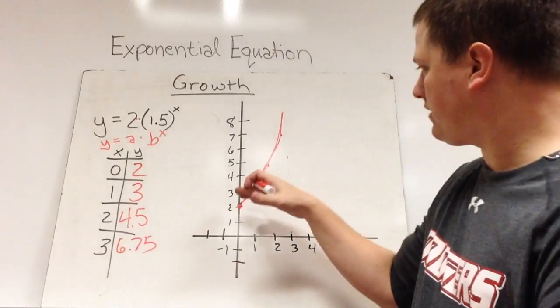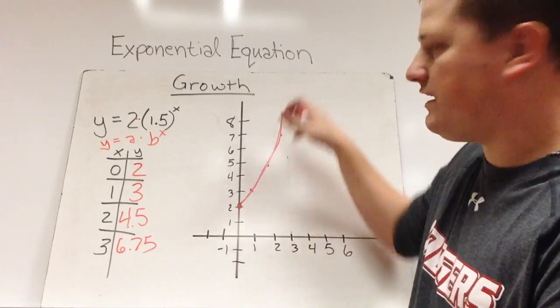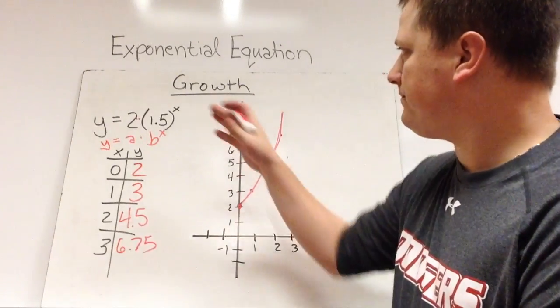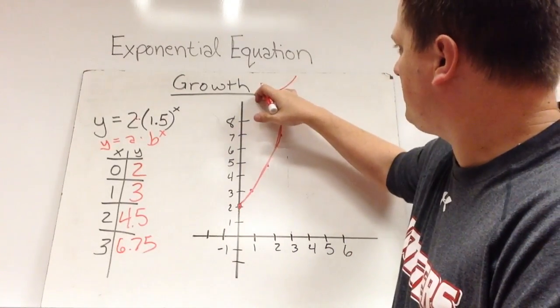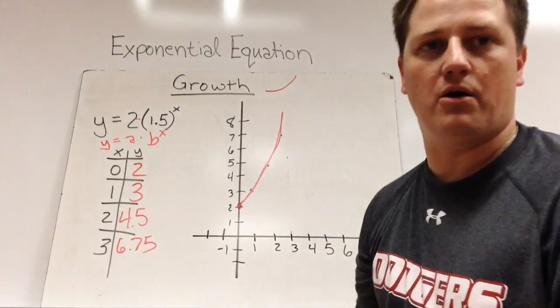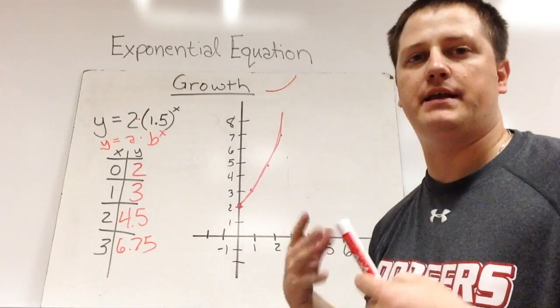As you can see, there's kind of a slight, there's a curve here. It's not a straight line. Growth typically gives this type of look. It starts kind of low, starts growing as we go. Now we want to look at a decay problem.